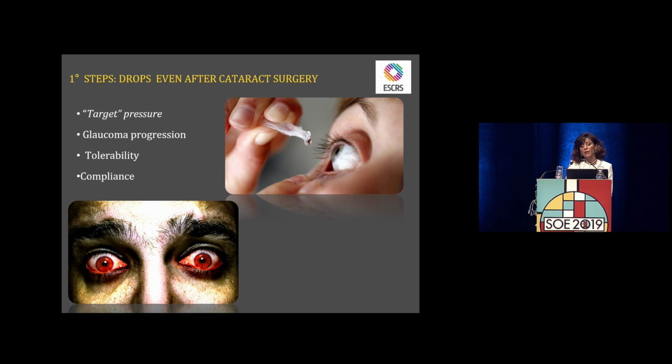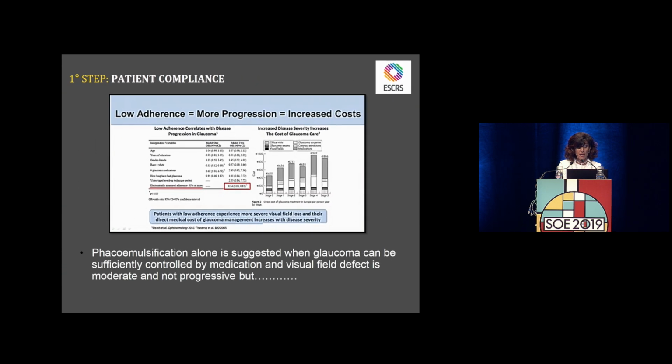Okay, we decide to operate on patients with glaucoma only for cataract surgery, and we will prescribe drops after surgery. But we will consider target pressure, as I said before, glaucoma progression, tolerability, and compliance with the therapy. Because if we have a low-compliance patient, we will have more progression, and increased cost for society and also for the patient.